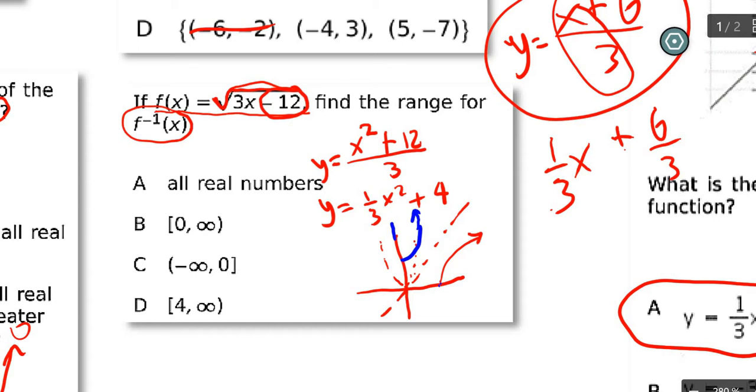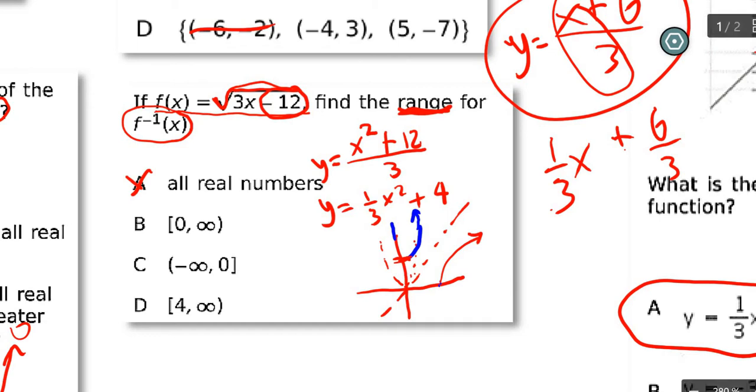Okay, so is the range all real numbers? No, obviously the range starts from 4 all the way to infinity. So that's not true. The range is from 4 to infinity. Now it says the range is from 0 to infinity.